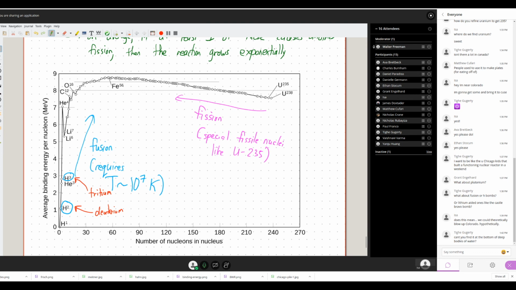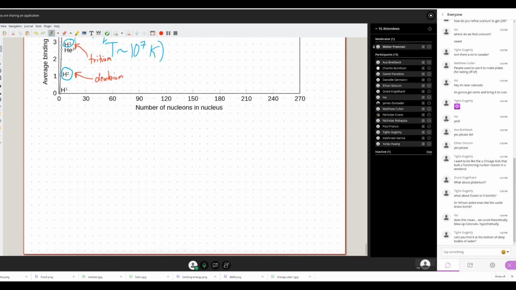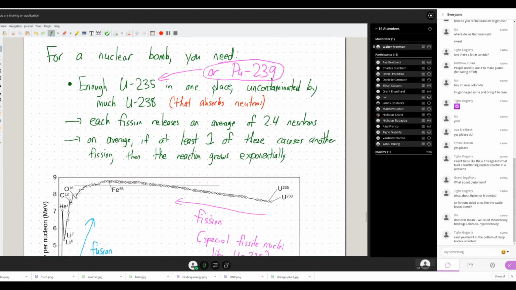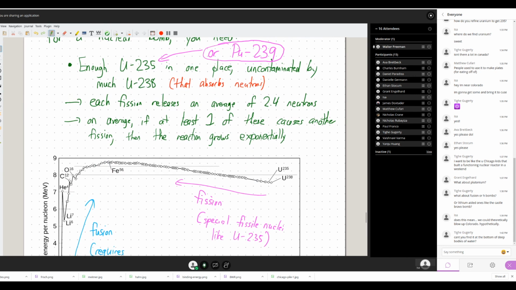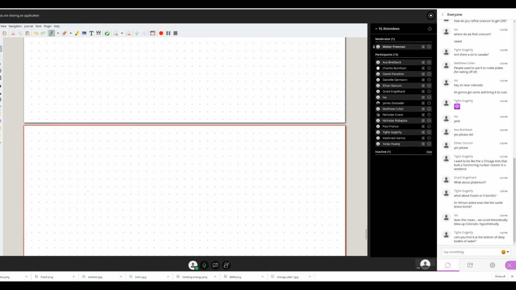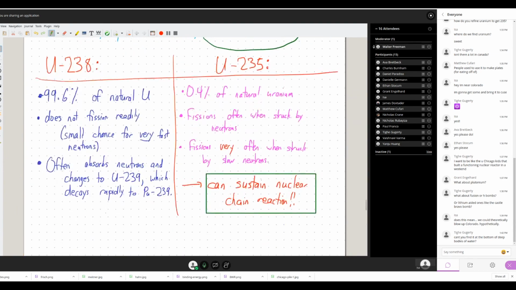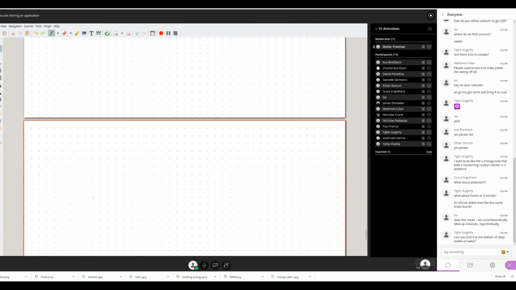So this is how nuclear bombs work. But now I want to transition to the more exciting thing, nuclear reactors. So there is one other property we have not mentioned. Well, there are two properties we need for nuclear reactors. I'll mention those now.